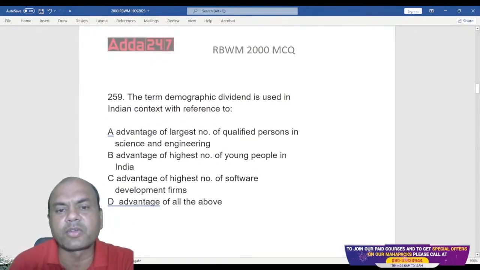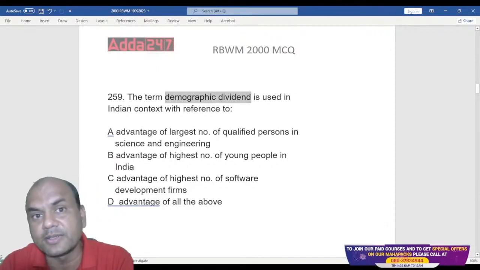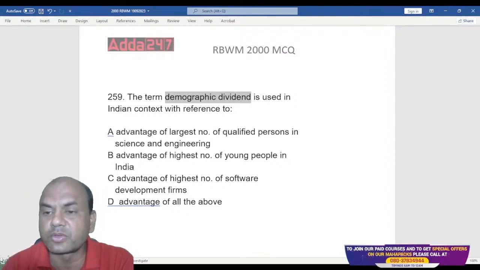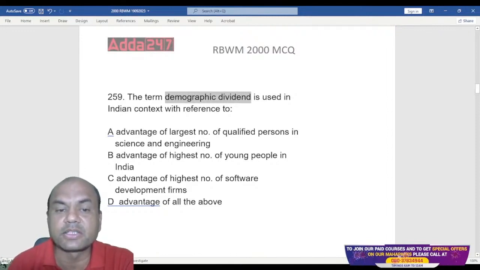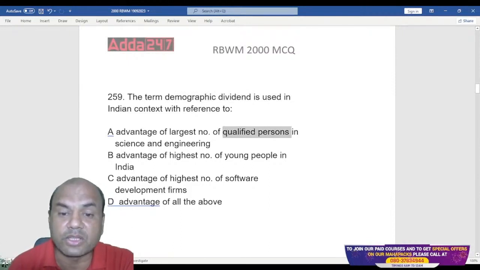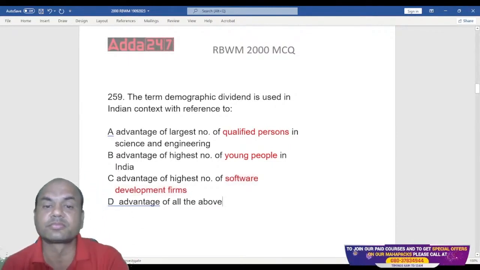The term demographic dividend is used in the Indian context with reference to demographic dividend. What do you mean by this word dividend? Dividend means basically advantage. So demographic advantage to India is in what terms now? Who can tell me? Advantage of largest number of qualified persons. Do we have too many qualified persons? Advantage of highest number of young persons. Do we have young persons? Advantage of highest number of software development firms. Do we have that? Advantage of all of the above. What do you think is the answer?